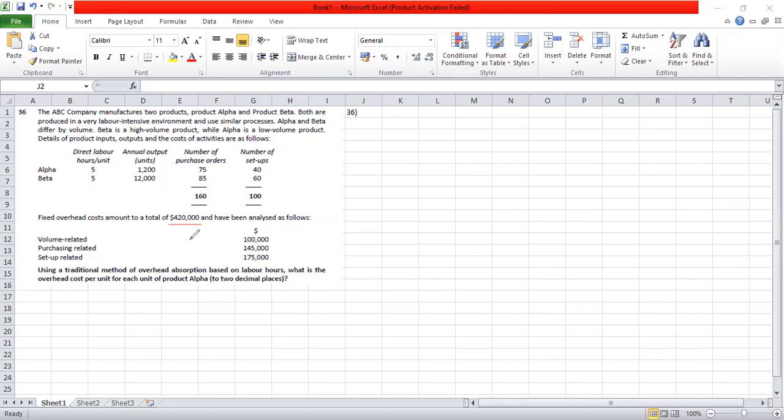First, we have to understand how this 420,000 would be allocated to alpha and beta. So that is what has to be looked into. What are they following? They are apportioning this cost based on labor hours. They are dividing and distributing based on the labor hours. So what should we know? We should know how many total labor hours were used by alpha and how many hours were used by beta. If we can find that, then we can divide and distribute the cost between alpha and beta. Let's start.